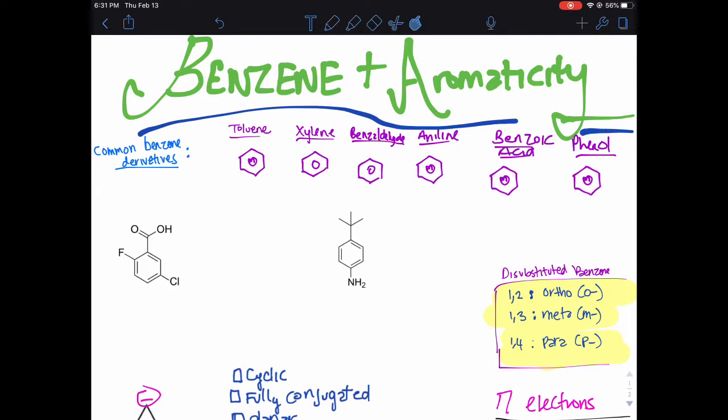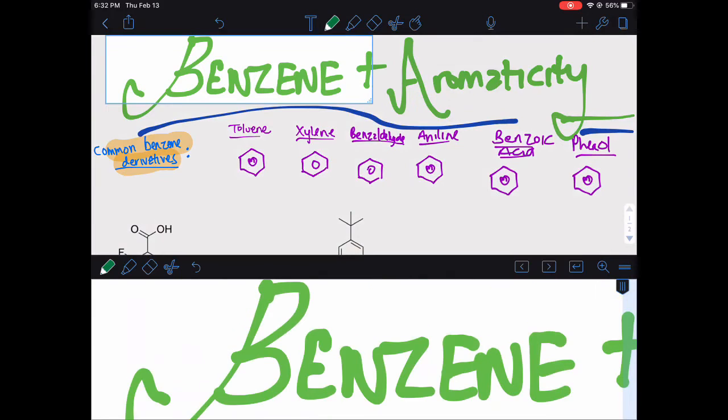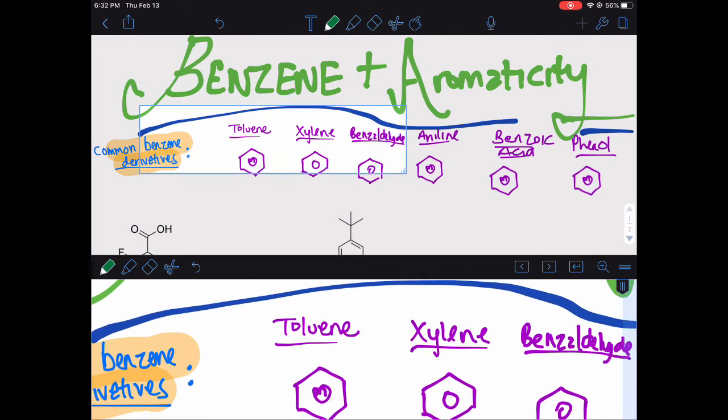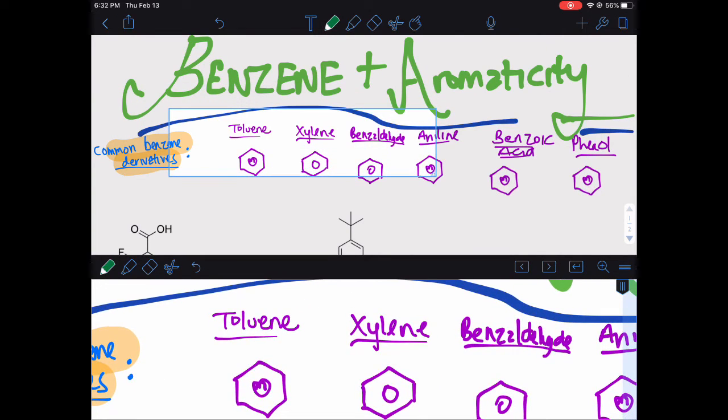Today we'll be talking about benzene and aromaticity. So first let us talk about the common benzene derivatives. Okay, so I don't really have all of them here, but I have the most common ones. So the first one, and I suggest as we go along, you try to remember this on your own. The first one I have here is the toluene.